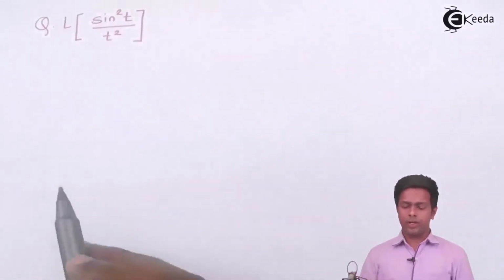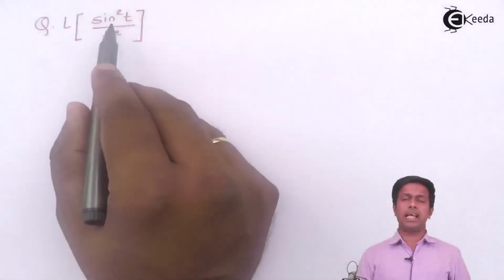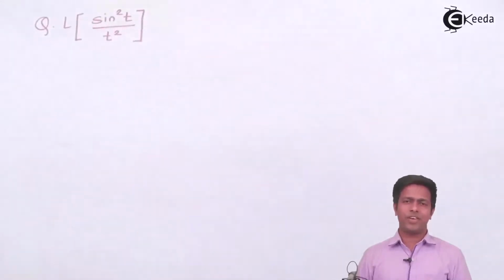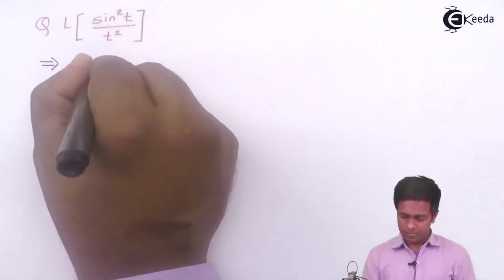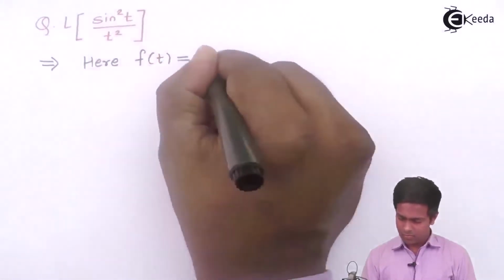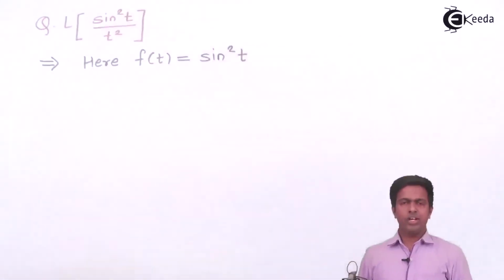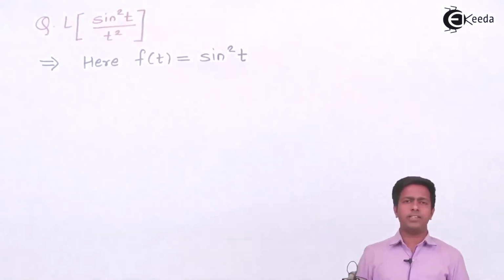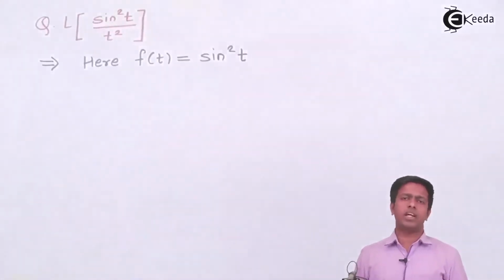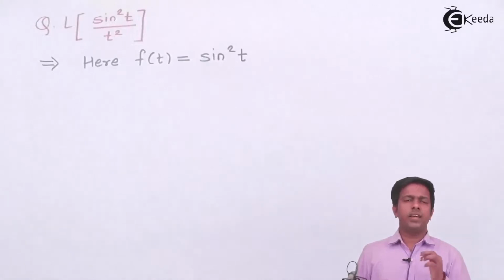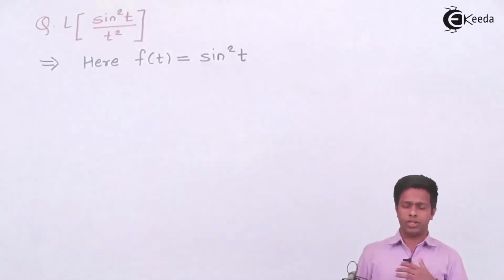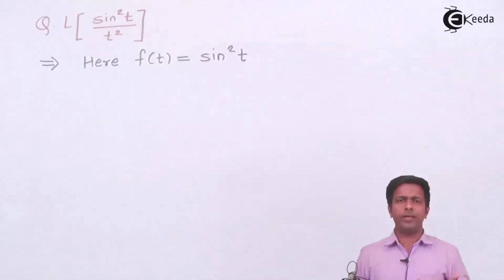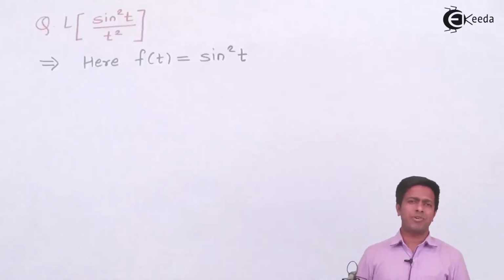Here the numerator, that is sine square t, is my f of t. So I'll call it f of t. From f of t we get phi of s by finding Laplace of that f of t. So I'll say finding Laplace on both sides. On the left hand side we'll get L of f of t, and on the right hand side we'll get Laplace of sine square of t.